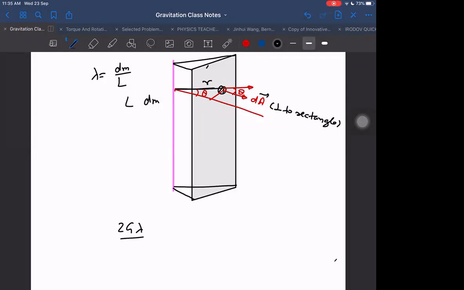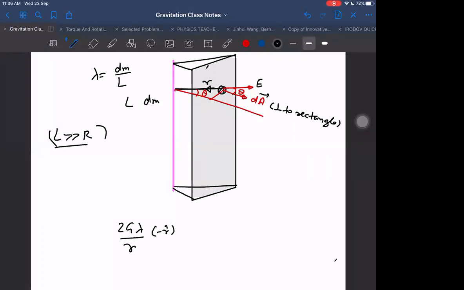What is the formula for the field along the radial line? The field along the radial line due to an infinite rod is 2G lambda by R, and I am assuming it to be infinite. That is our beginning assumption, that L is very, very large compared to the distances, the radius. So the field is E equal to 2G lambda by R. Its direction will be towards the rod element, so it will be along minus R cap.